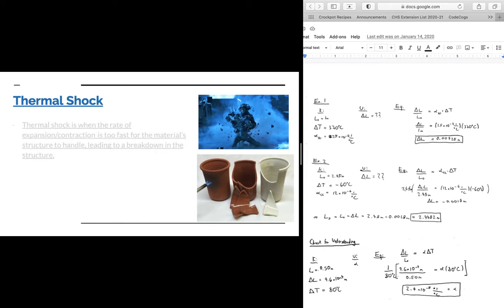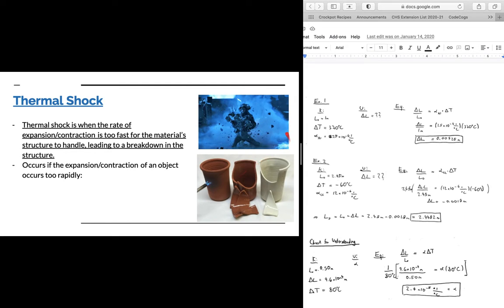So thermal shock, okay? Thermal shock is when the rate of expansion/contraction is too fast for the material structure to handle, leading to a breakdown in the structure, okay? So if you've ever heated pottery too fast, you'll notice that the pottery can shatter.